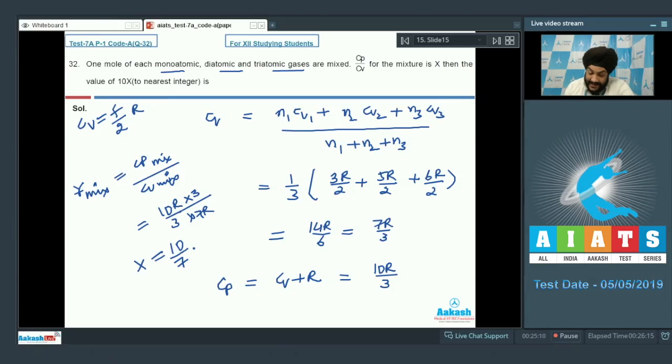So 10 by 7 is equal to x, and the value of 10x is equal to 100 upon 7, which is approximately equal to 14.3. So if we talk about the nearest integer, we can clearly see that we have to mark the correct answer for this question as 14.